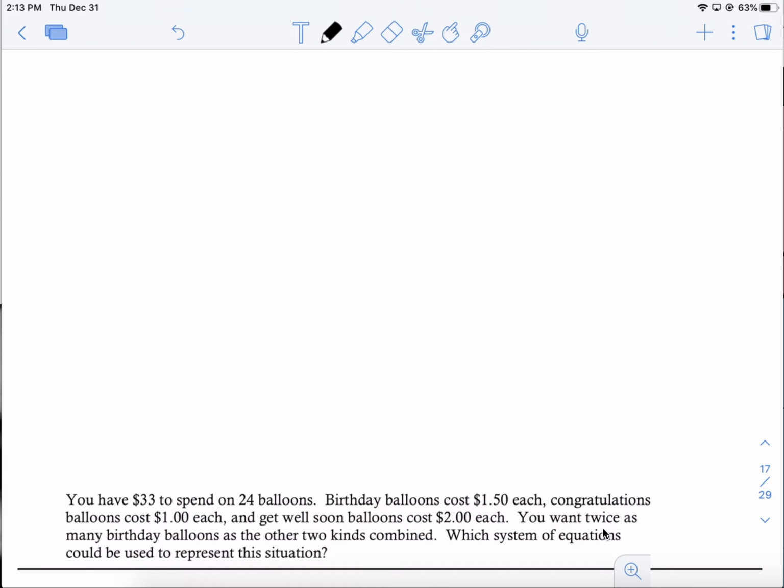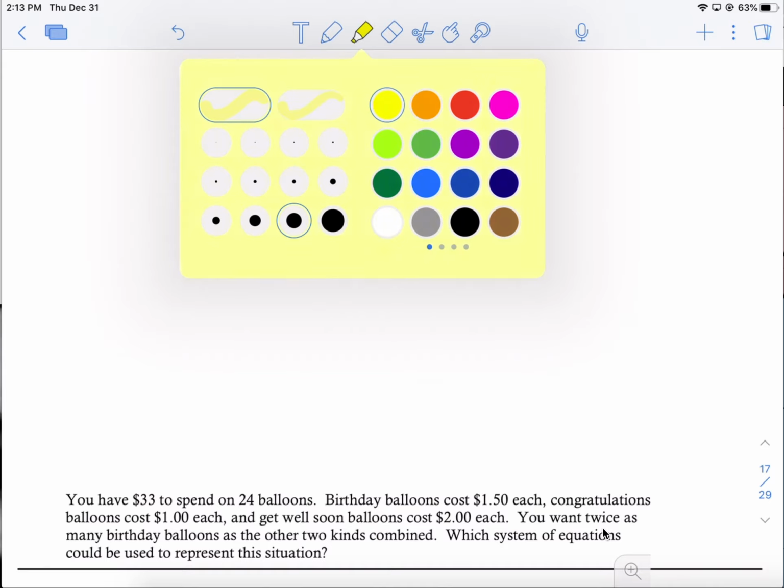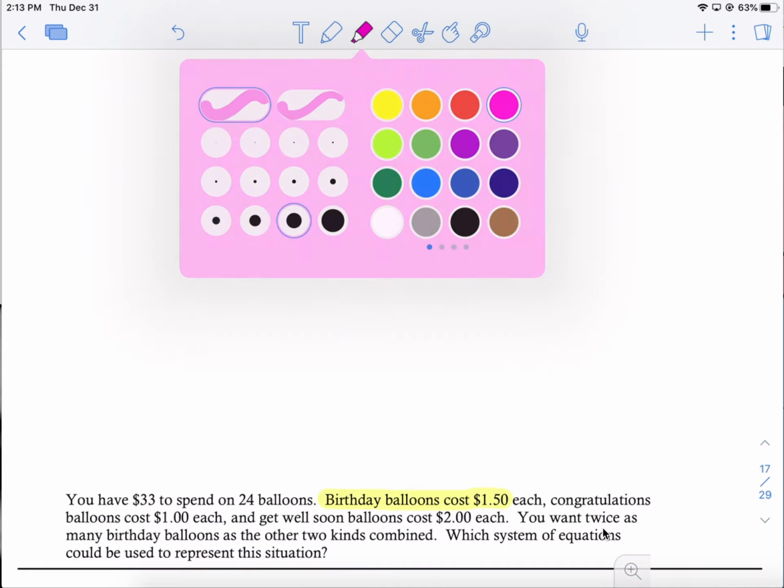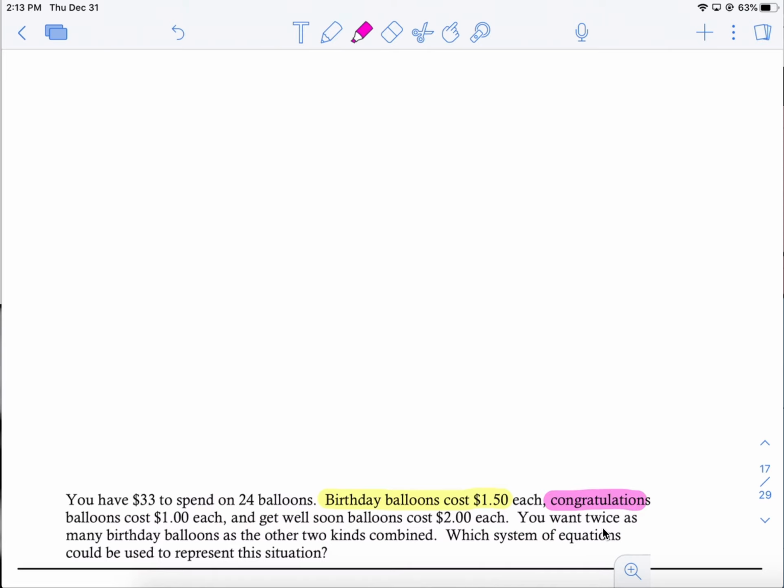It says birthday balloons. Change this real quick. Birthday balloons cost $1.50 each. Congratulations balloons cost $1 each. And get well soon balloons cost $2 each. Okay? So we know the total is 24 balloons, and we know the total we spent on all of them. That right there gives us our first 2 equations.